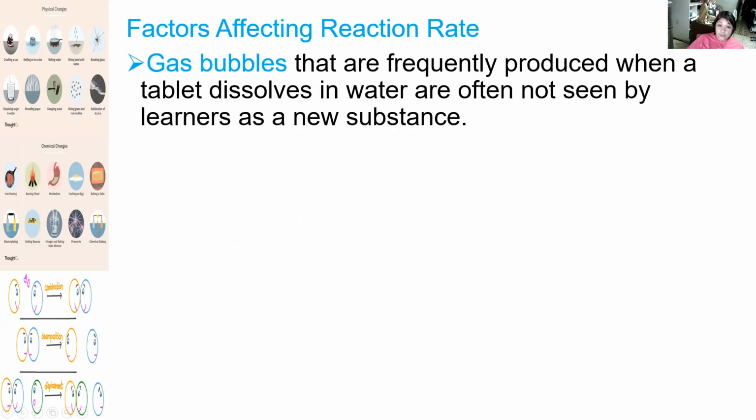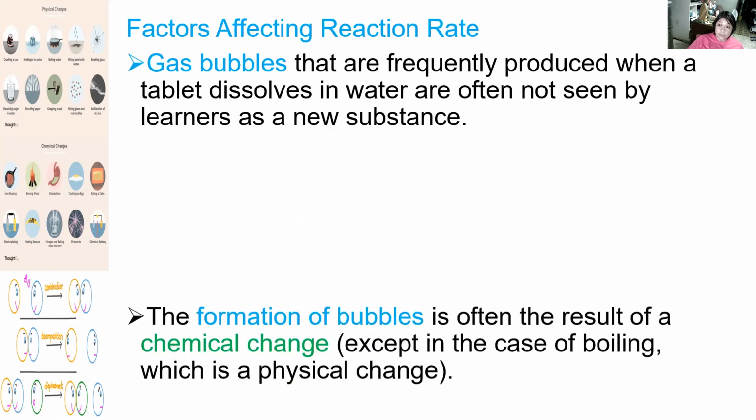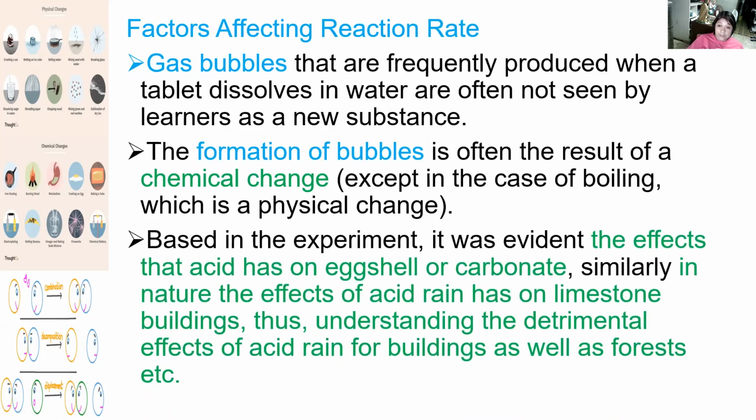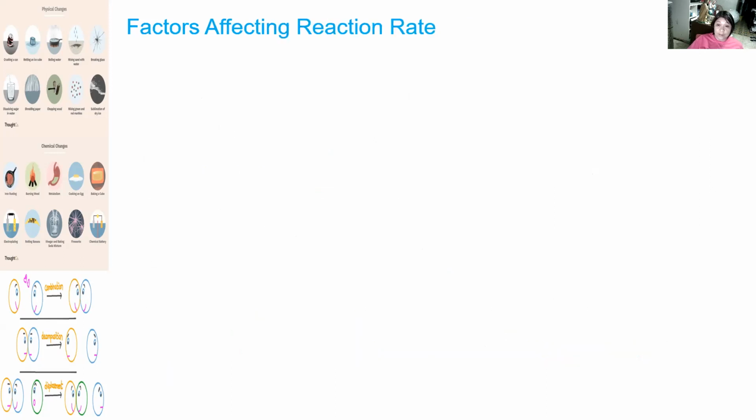Factors affecting reaction rate. Gas bubbles that are frequently produced when a tablet dissolves in water are often not seen by learners as a new substance. The formation of bubbles is often the result of a chemical change, except in the case of boiling, which is a physical change. Based on the experiment, the effects that acid has on eggshell or carbonate were evident. Similarly, in nature, acid rain has effects on limestone buildings. Thus, we understand the detrimental effects of acid rain on buildings, as well as forests, etc.